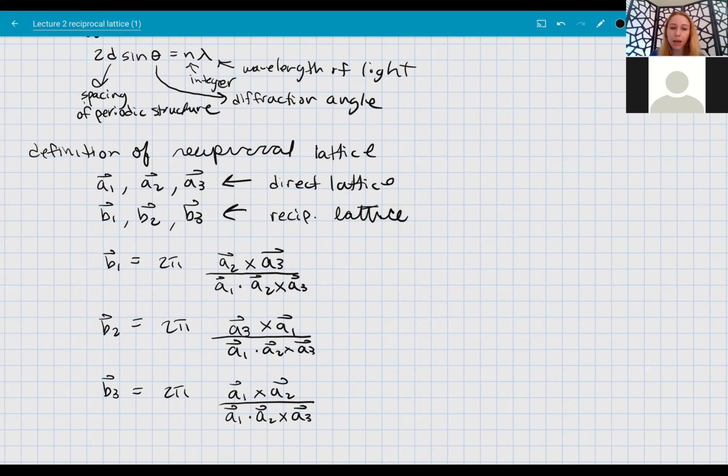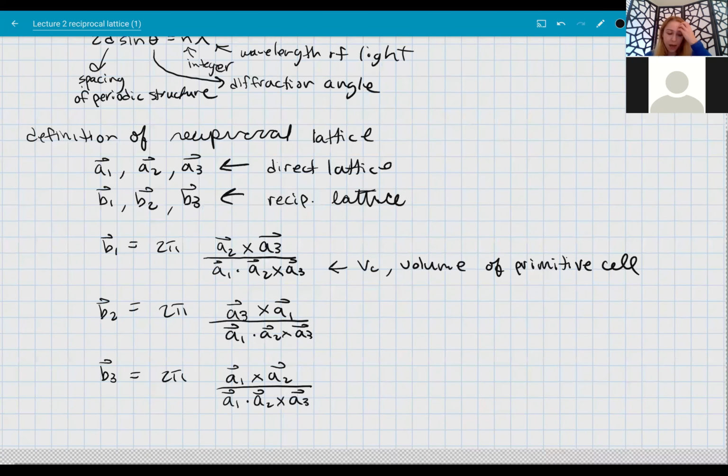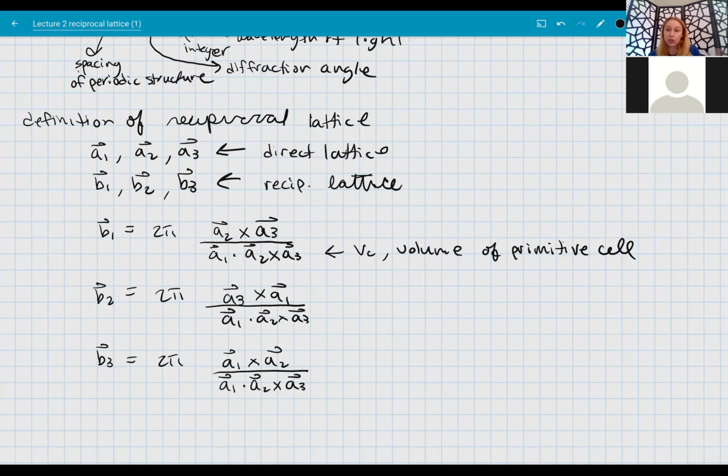Let me now add a little bit of intuition about them. So first of all, the denominator of all of them is a scalar, and this scalar is the volume of the primitive cell. So the reciprocal lattice is very simple to calculate.